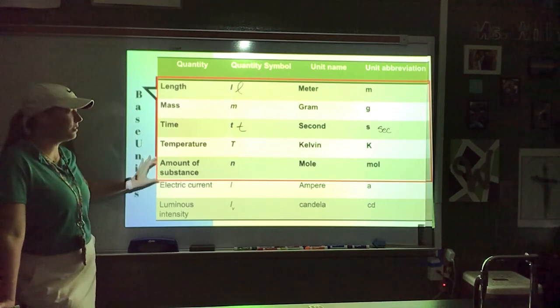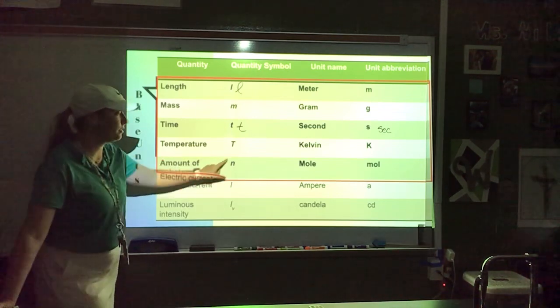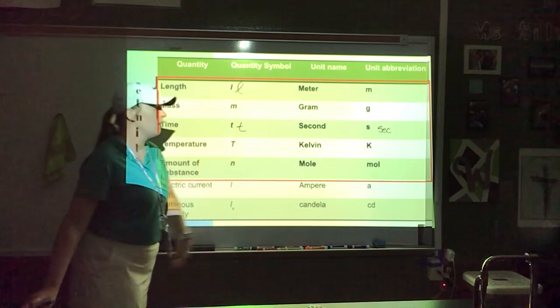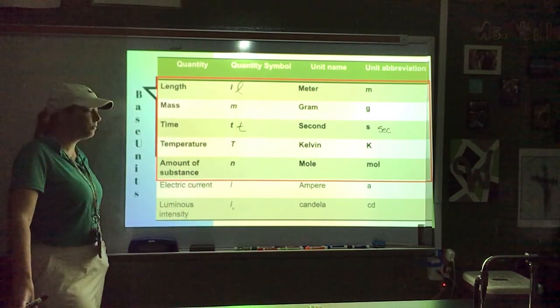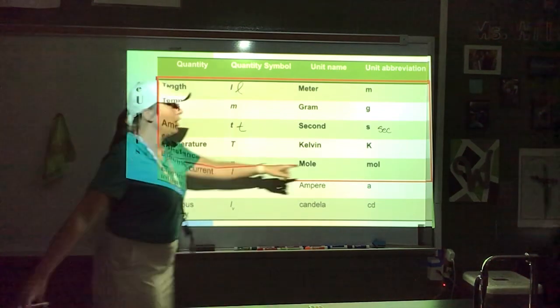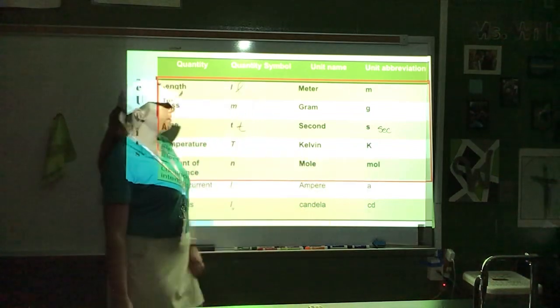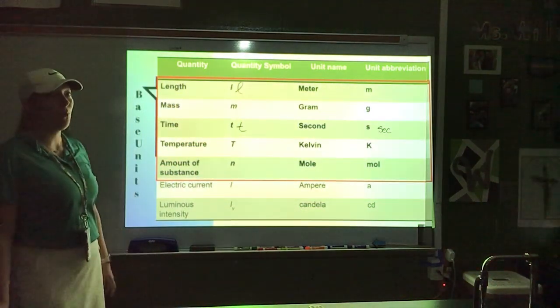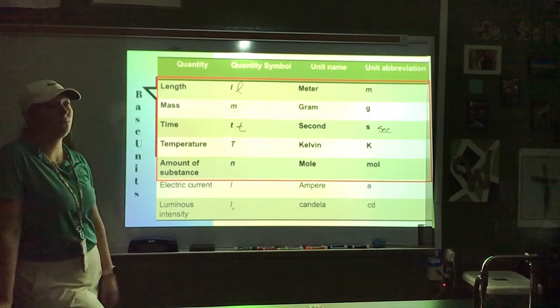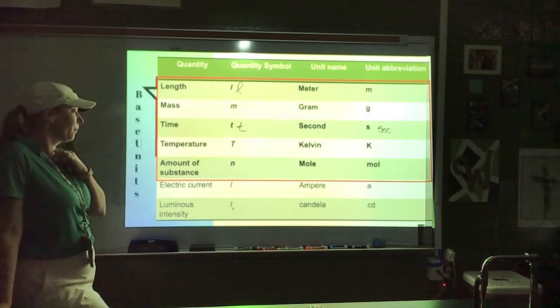And then the amount of a substance is a lowercase n, and that is a mole. We will talk more about moles. You'll get tired of moles as the year goes on. The abbreviation is MOL. You will have to have that written out. It is MOL because there is a difference between a mole and a meter.